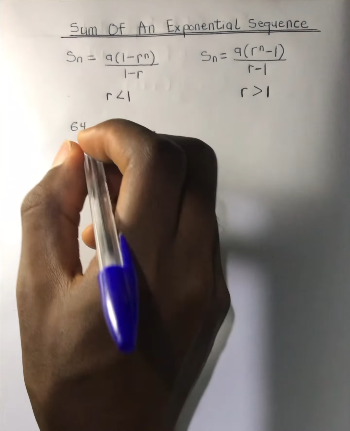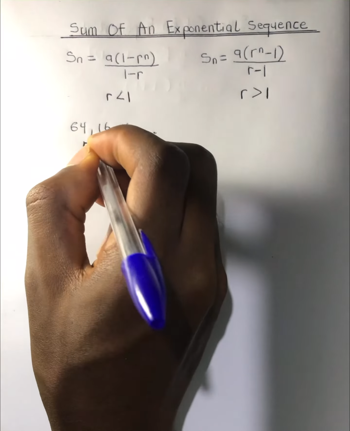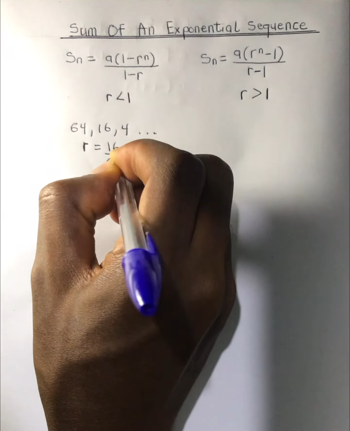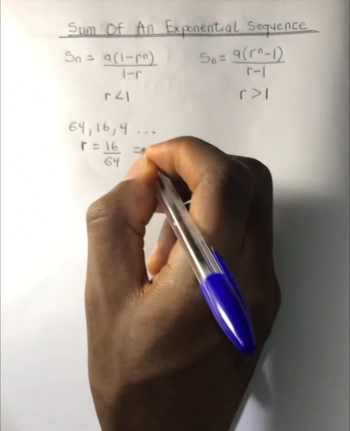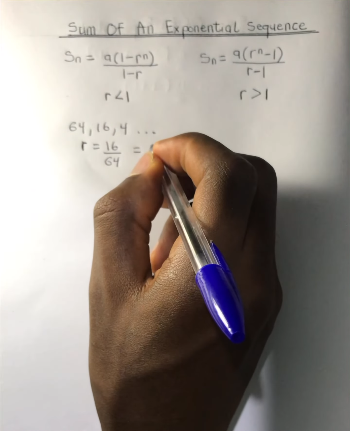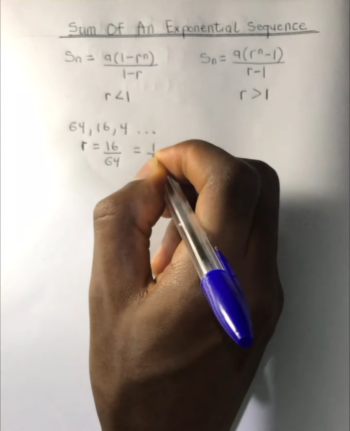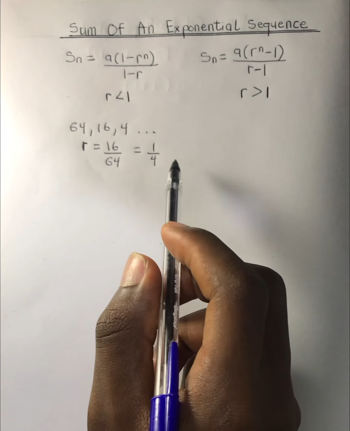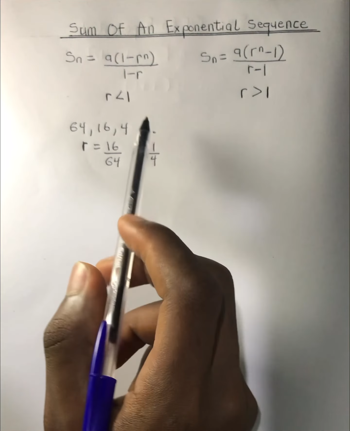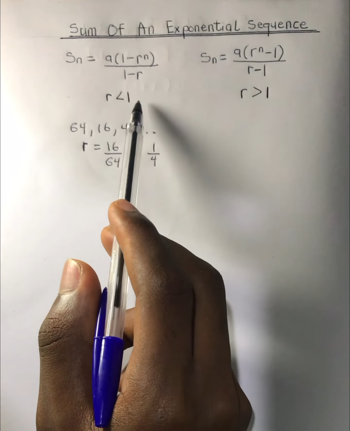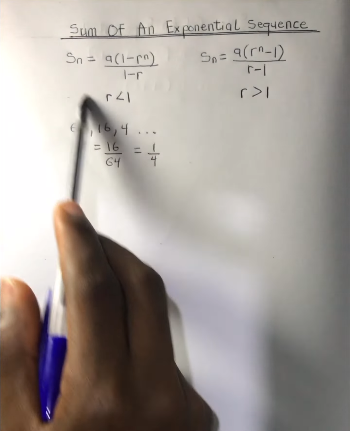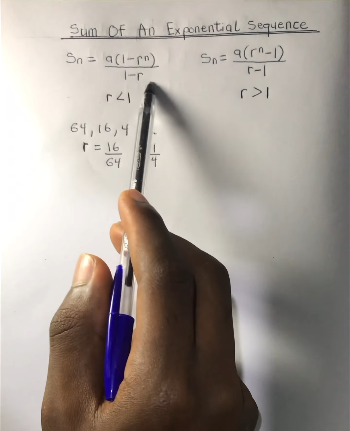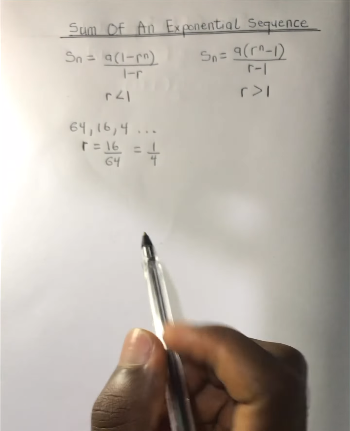Let's pick 16, for example. Our common ratio will be 16 divided by its preceding term, which is 64, so we get the common ratio as 1/4. Since the common ratio is less than 1, we are going to use the first formula, and using it we avoid getting a negative in the denominator.